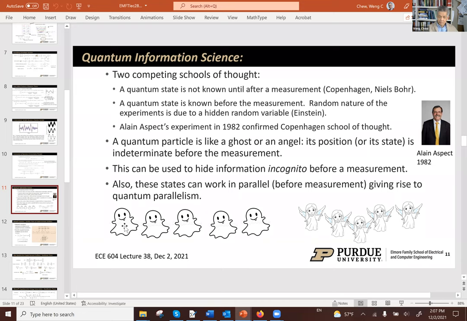And also, if a ghost or an angel can manifest itself in many copies like this, as in this picture over here, you can program or choreograph them to work in parallel for you. Instead of operating on just one part of the machine, like if you want to solve the problem of a labyrinth or some optimization problem, you can get this ghost to work on different parts of the labyrinth or the maze for you in parallel. Only after the measurement would you know where the ghost is going to be. So this gives rise to something called quantum parallelism, which is very powerful.